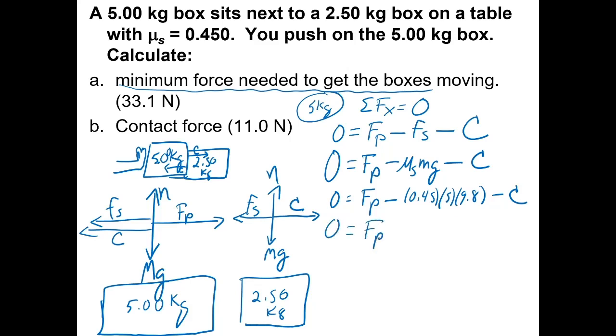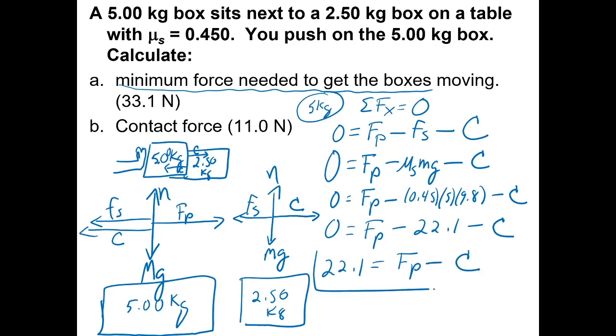And I know we're going to need to go into another slide here so it doesn't get too crowded in a moment. Times 9.8. That's 22. We'll make it 22.1 minus c. Let's move that over. And we're stuck. We can't move forward anymore in this problem because that's where we got. We've got two variables. So let me write that on the next slide. 22.1 is force of pull minus contact.